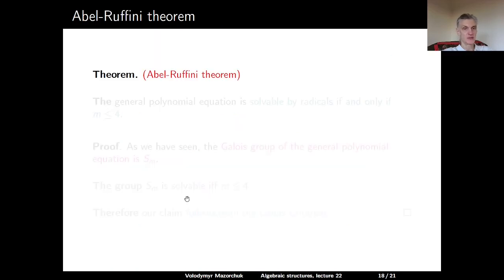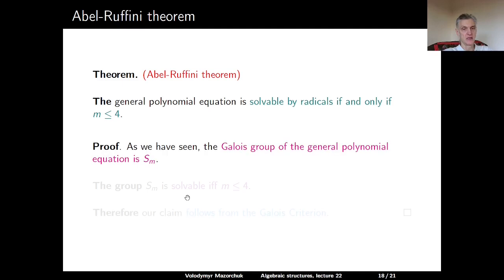This has the following consequence, which is known as Abel-Ruffini's theorem. The general polynomial equation is solvable by radicals if and only if m is less than or equal to 4. So the general polynomial equation of degree 5 and more is not solvable by radicals. Proof: we just checked that the Galois group of this general polynomial equation is the symmetric group Sm, and this group is solvable if and only if m is at most 4. And so our claim follows from the Galois criterion.